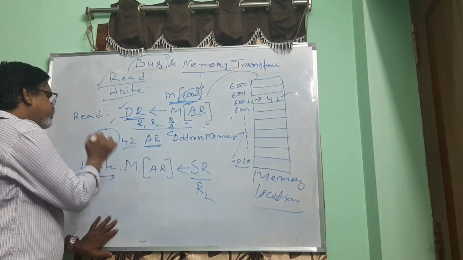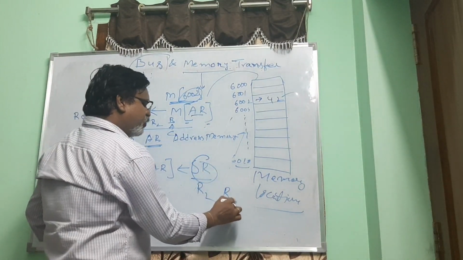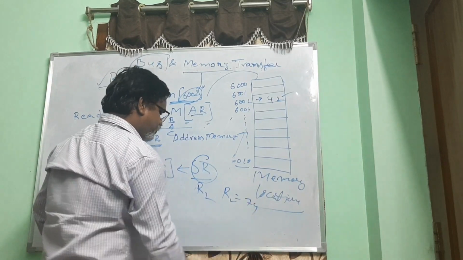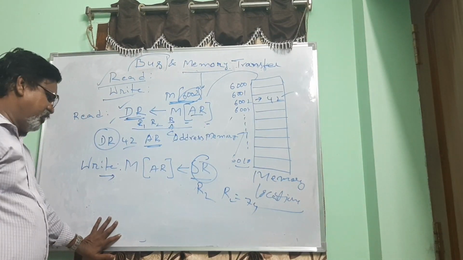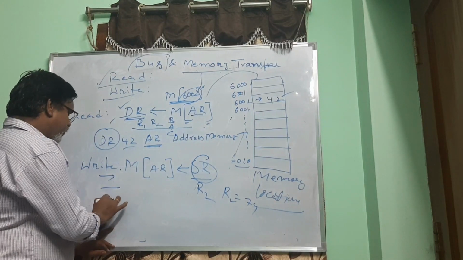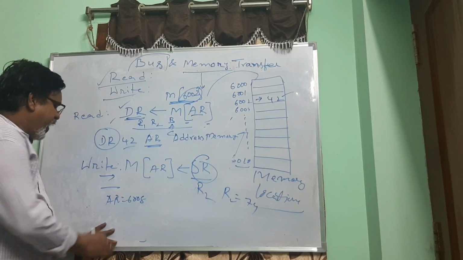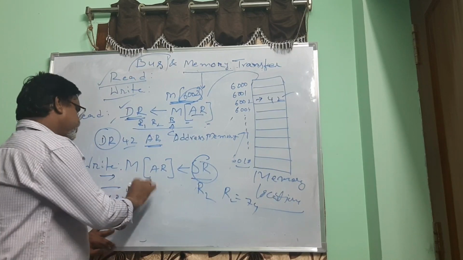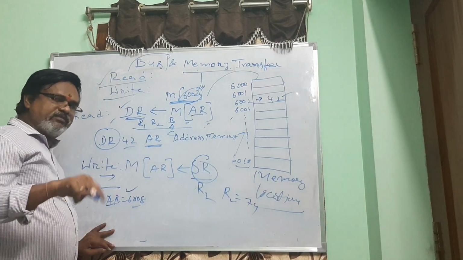Now come to the write operation. So in the source register, or in R2, I have say 74. At this point of time, AR is nothing but 6008. So AR contains 6008. What is 6008? It is a memory location.